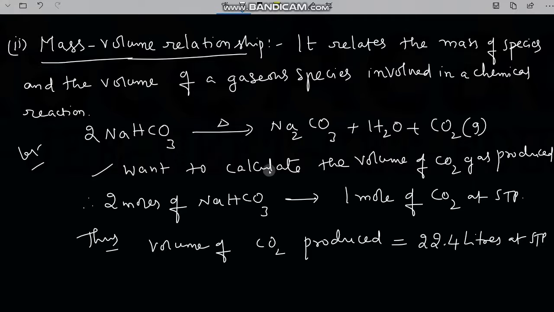So we want to calculate the volume of CO2 gas by using sodium bicarbonate. What will happen? The 2 moles of sodium bicarbonate, from the equation, give 1 mole of carbon dioxide at STP. That means the volume of CO2 produced at STP will be 22.4 liters, as 1 mole of any gas at STP occupies a volume of 22.4 liters. So this is one simple example of the mass volume relationship in gravimetric analysis.